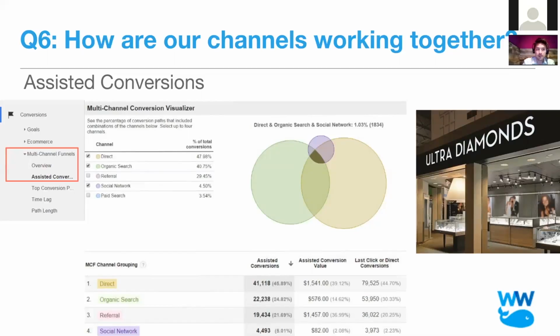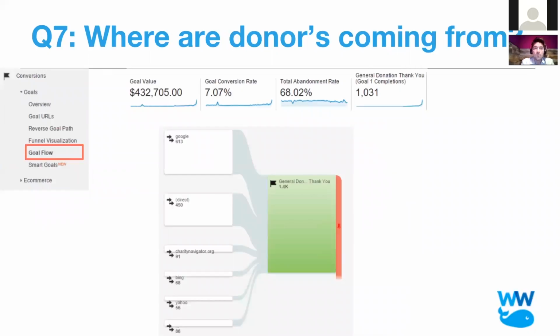Okay, heady topic, but I'll get to how we act on this. Where are our donors coming from? So we go to goal conversions, go to goal flow, and in this case, we can see how people are nicely coming from different points and then getting to our general donations.